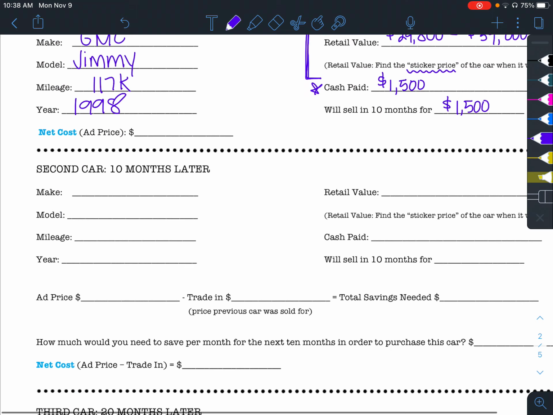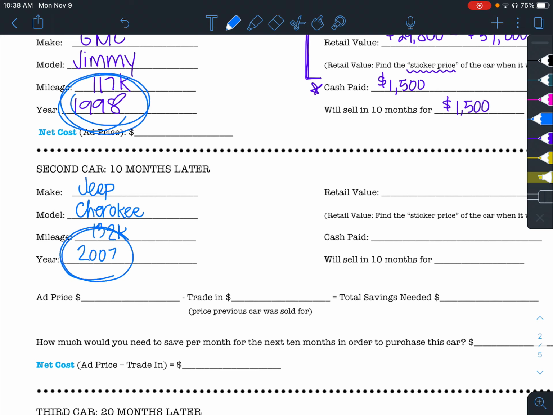So my second car that I found was a Jeep Cherokee. I actually really do like Jeep Cherokees. So I tried to look for cars that I actually do kind of like, recognizing that I might have to make a sacrifice and not drive a car I really love. But I did look for cars that I like. I like SUVs, I like smaller SUVs. So I found the Jimmy and the Jeep. The mileage on this particular one in the ad said 132,000 miles, and it was a 2007. So in 10 months, I'm upgrading from a 1998 to a 2007.